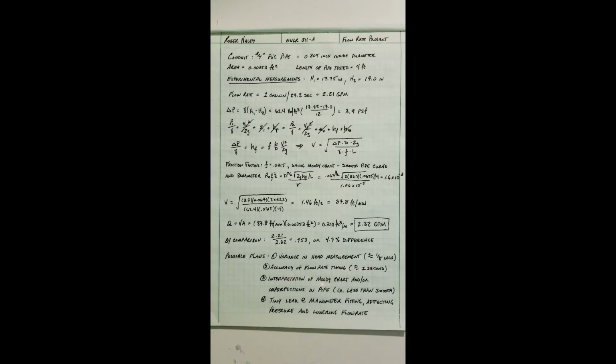My interpretation of the Moody chart, somewhat inexperienced there. I think I did it correctly, but that could have led to a variation, and certainly there could have been some possible imperfections in the pipe, which would mean it'd be less than smooth, and that would certainly affect our friction factor. Finally, I did notice a tiny leak at one of my manometer fittings. It was just a small drip, but that certainly could affect our pressure and or lower our flow rate.